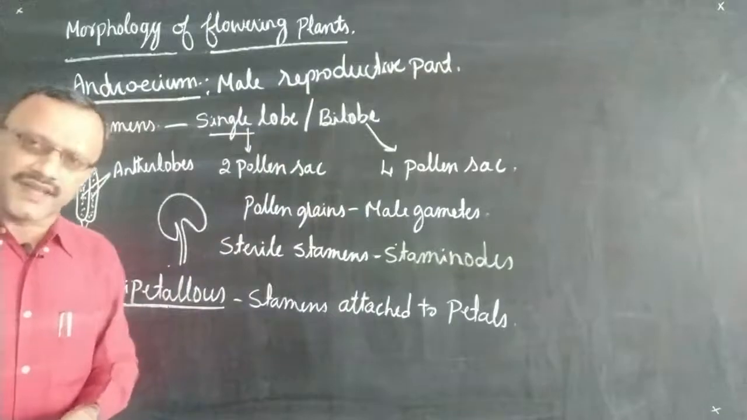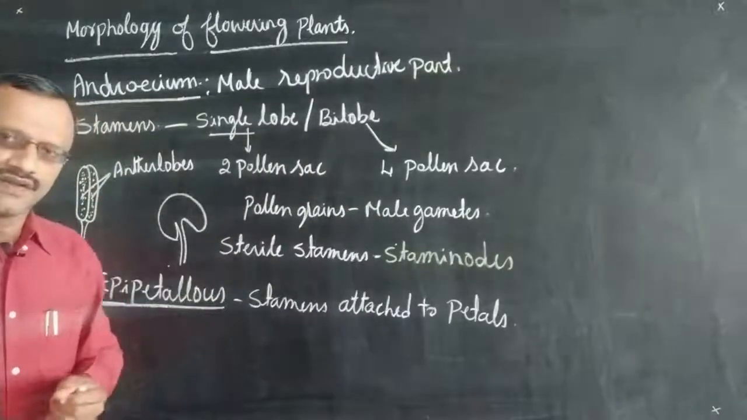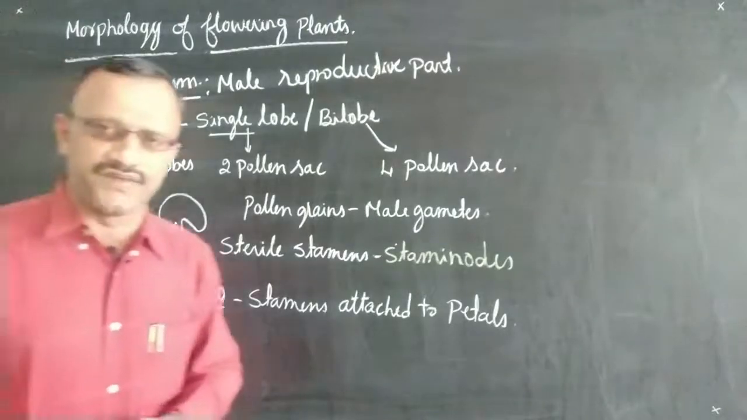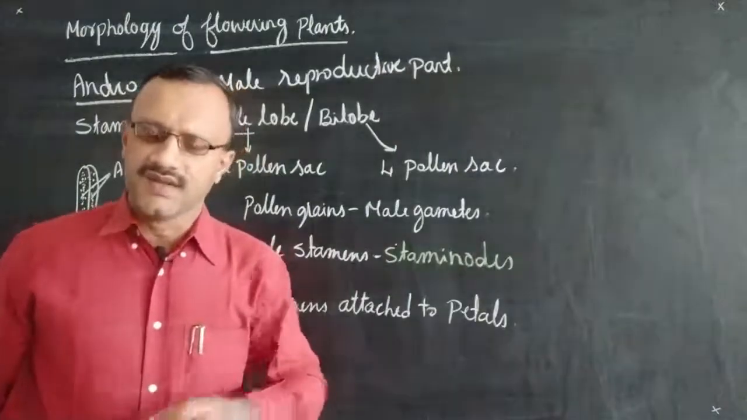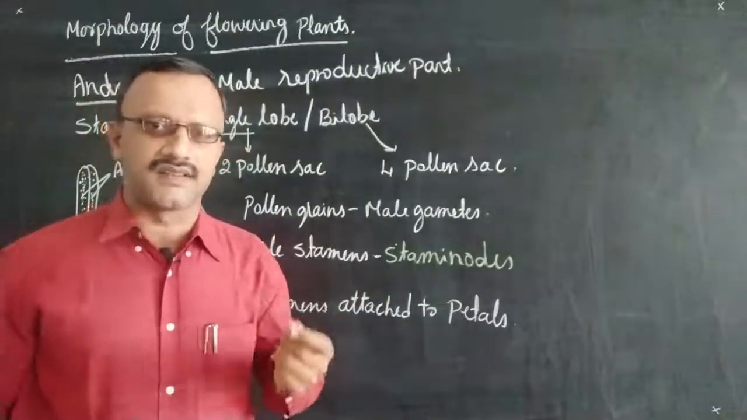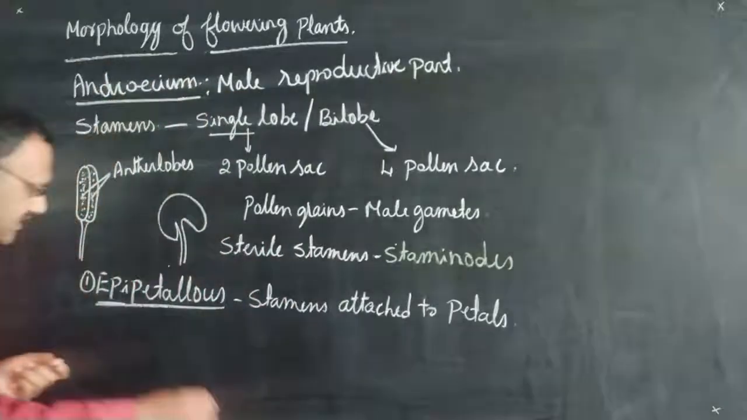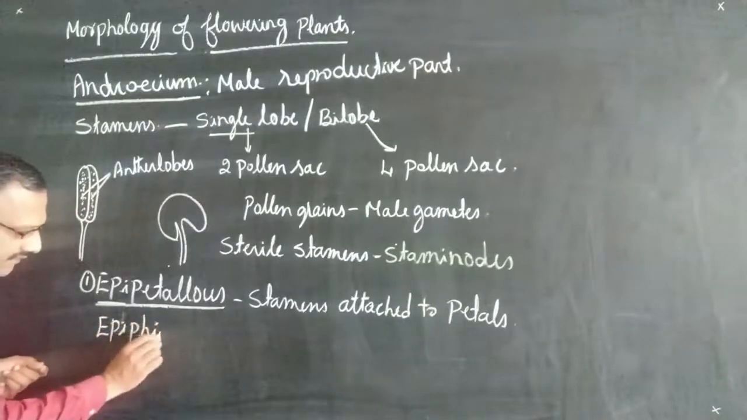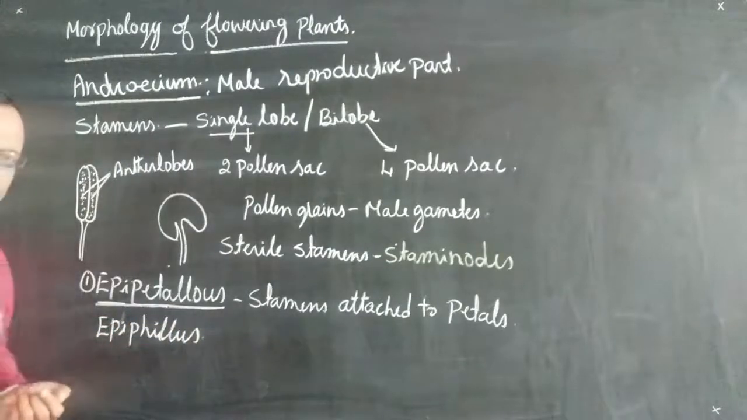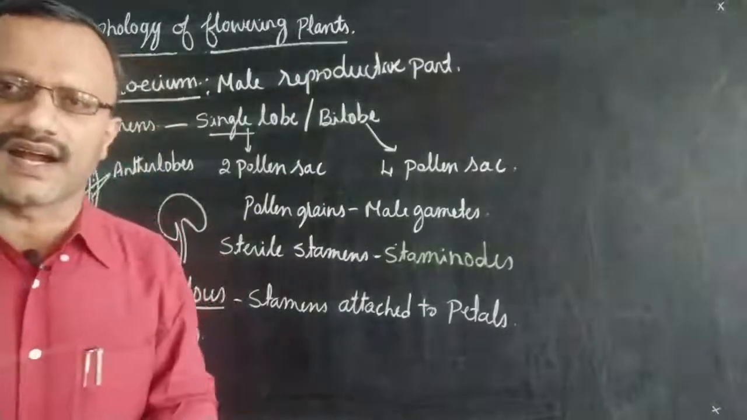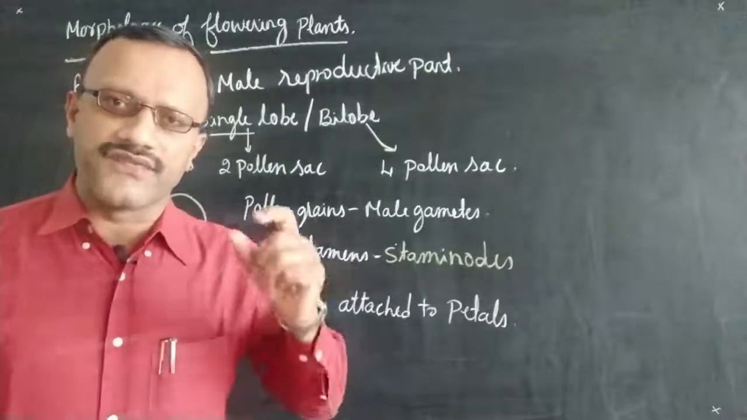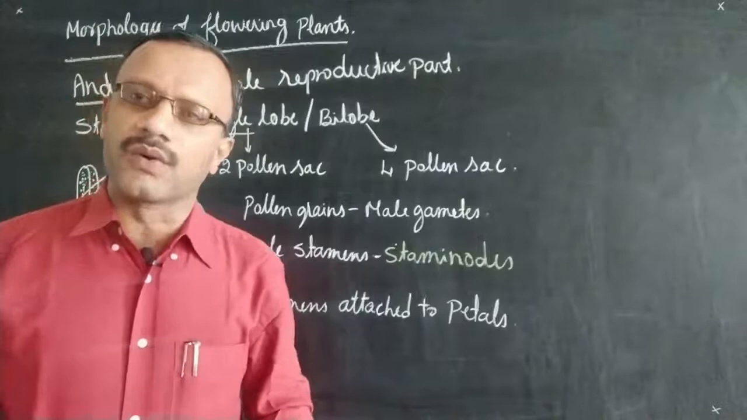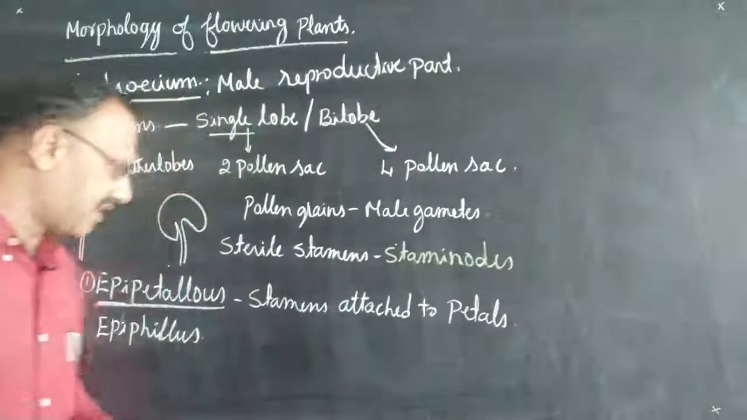Similarly, in some cases, the stamens are found attached to perianth. Perianth is the condition where the calyx and corolla are non-distinguishable. So in such a case, if the stamens are attached to perianth, it is called epiphyllous. Epiphyllous stamens are attached to perianth and freely suspended in air. That is what we can find in monocot plants like grass, wheat, etc.